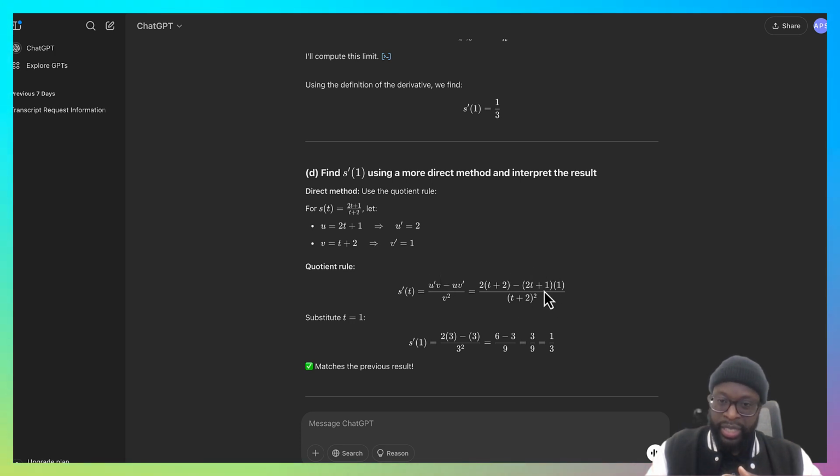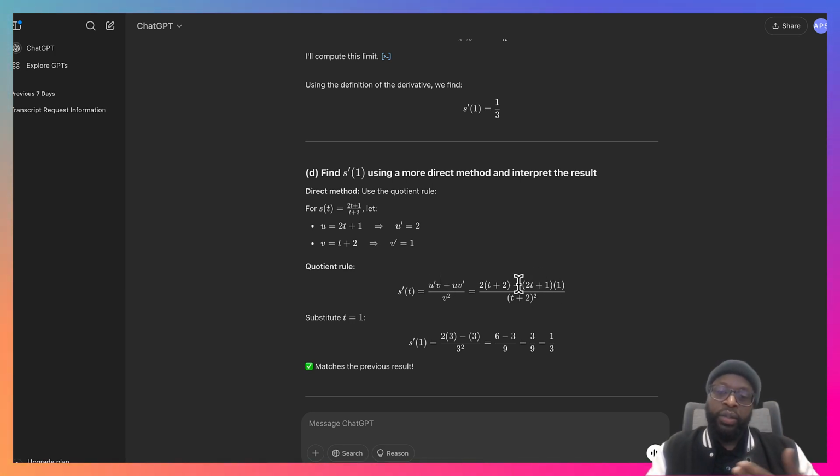7 points just to get to that point, right? And then you can proceed. The nice thing though for this is that we're evaluating at a point, so we just plug in and we don't need to simplify the algebra. So let's just plug in right now. And so it's 2 times 3 minus 3 times 1 over 3 squared, 1/3. Matches the previous result. That's exactly what we're looking for.